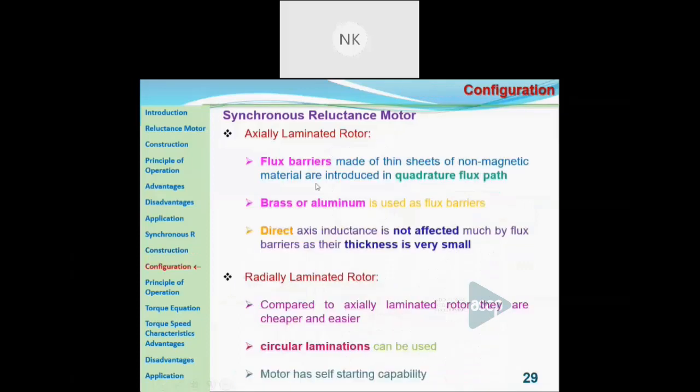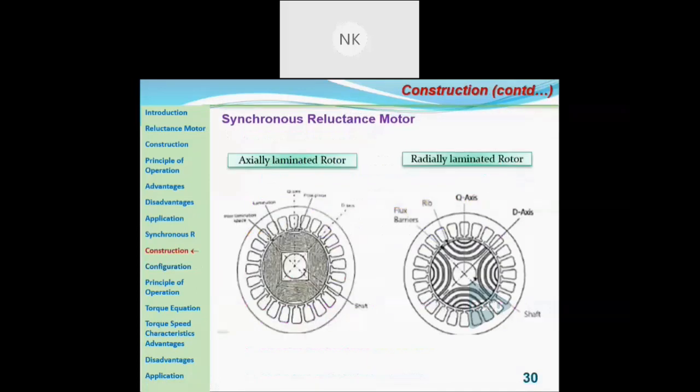Here, the axially laminated rotor has flux barriers made of thin sheets of non-magnetic material, and they should be introduced in the quadrature flux path. Normally brass or aluminum is used as a flux barrier, and the direct axis inductance is not affected much by the flux barriers as the thickness is very small. But the radially laminated rotor has circular laminations, and this gives the motor self-starting capability. So this is the axially laminated rotor, and this is the radially laminated one. You can see a circular type.